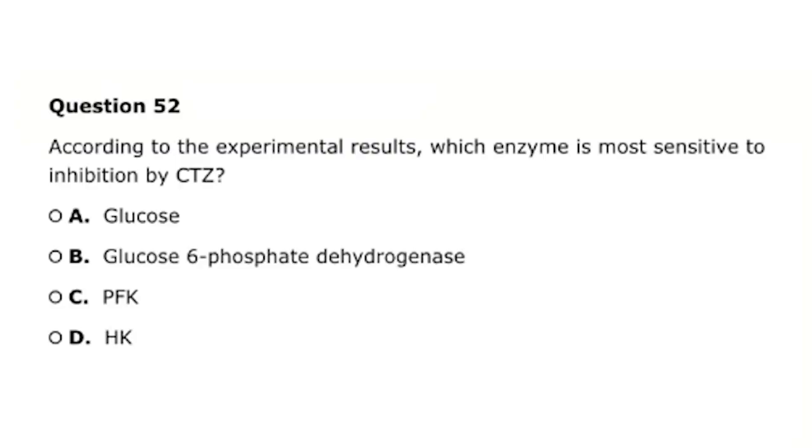Question 52. According to the experimental results, which enzyme is most sensitive to inhibition by CTZ? So we have A, glucose, B, glucose 6-phosphate dehydrogenase, C, PFK, and D, HK. There should be one answer choice that we can just eliminate immediately. One is not an enzyme. One is glucose. Yes, glucose is not an enzyme, so we can get rid of that. Okay. I'm glad I realized that.